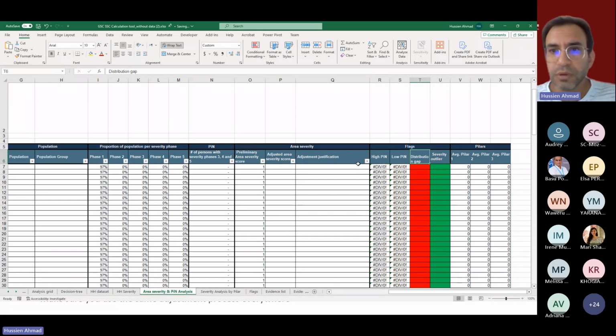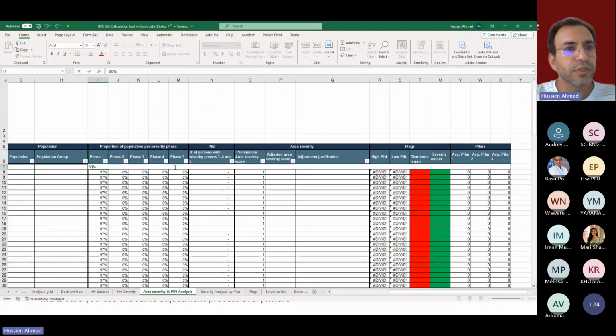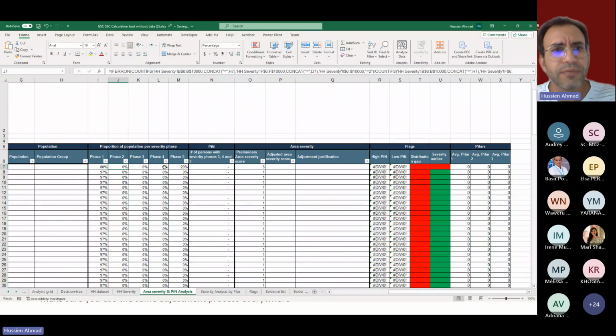Distribution gap. When we look at the distribution here, for example, if I have 20% in severity 5 and then 80% in severity 1, this is a distribution gap. For example, if I look at this, I don't have people in severity 2, I don't have people in phase 3, I don't have people in phase 4. All people are in phase 1 and 5. What does that mean for me? And how does that reflect the reality?